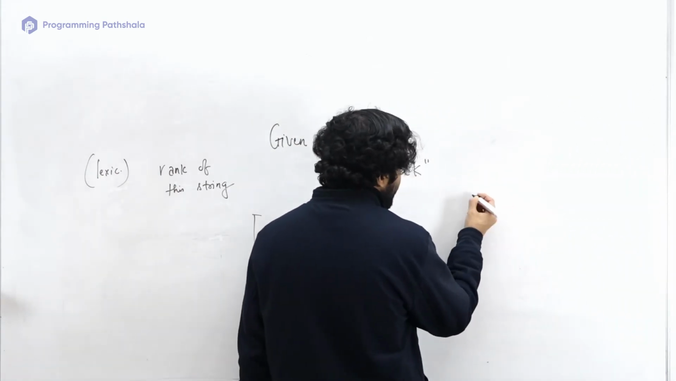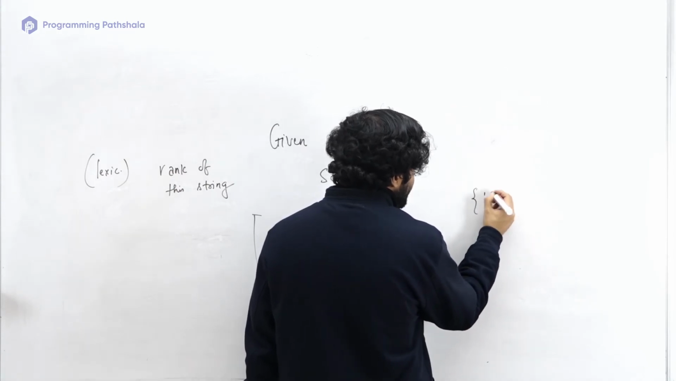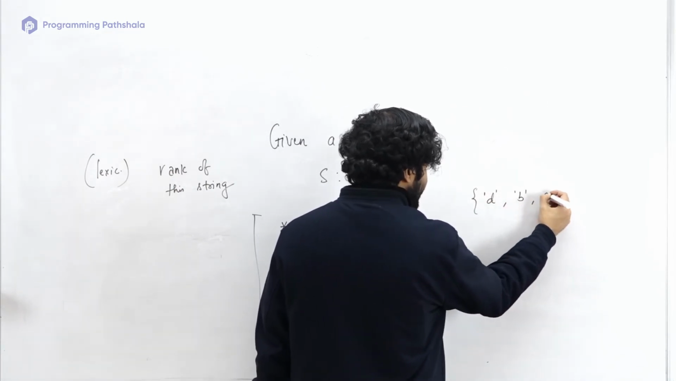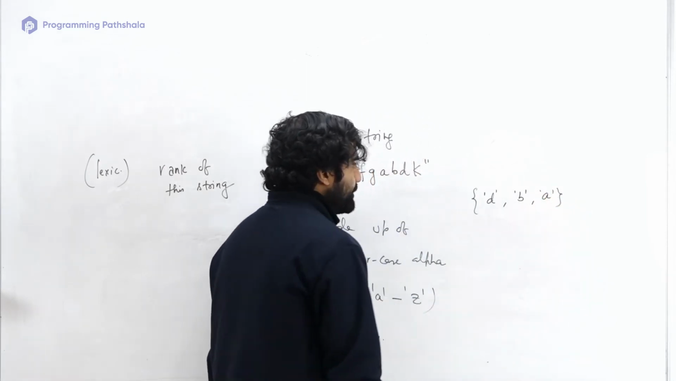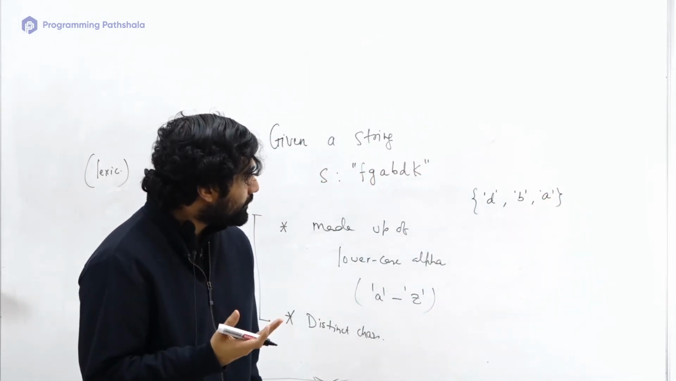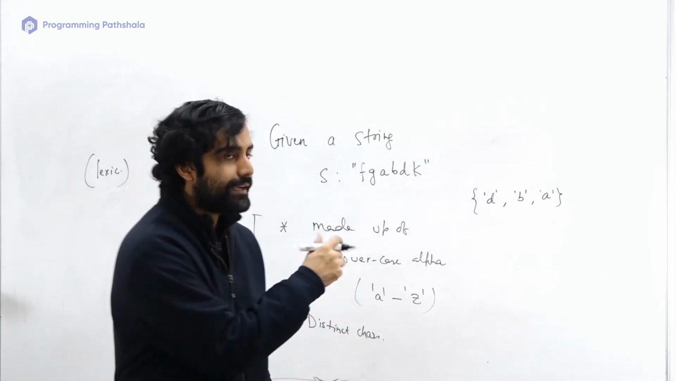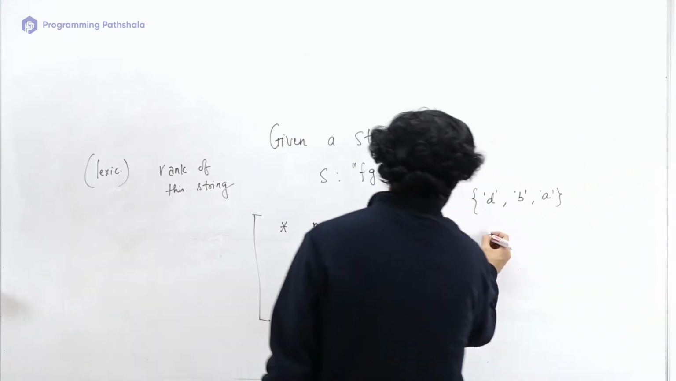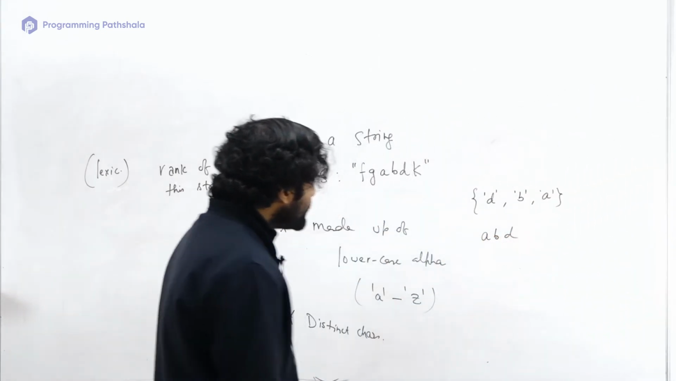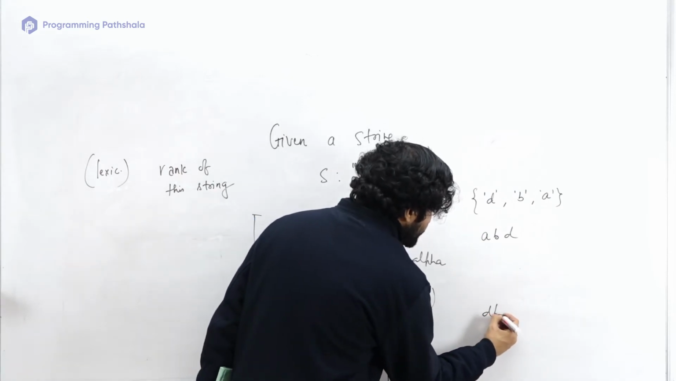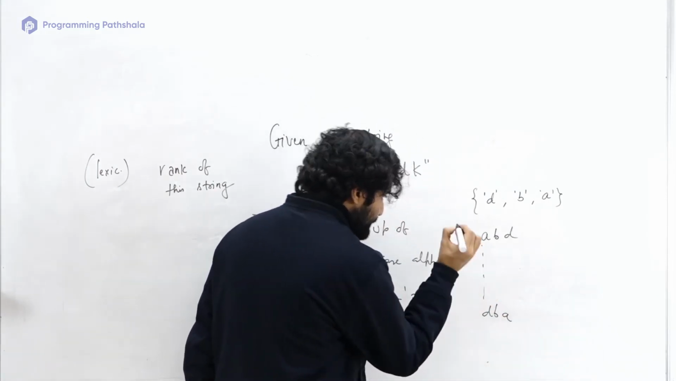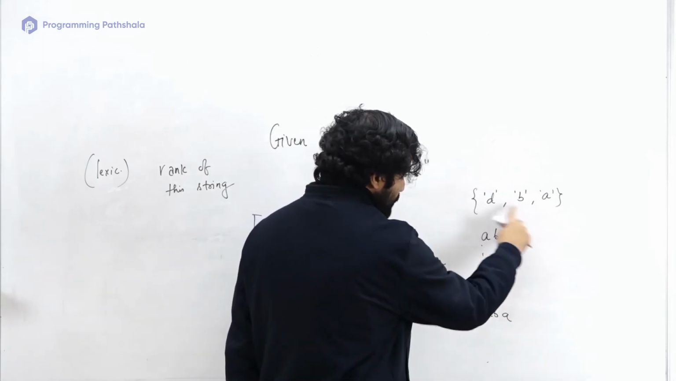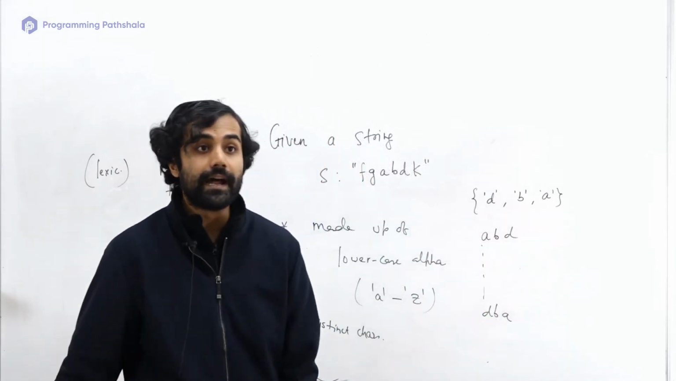So let me tell you one thing. If you have a set of characters, you have D, you have B, and you have A. What will be the lexicographically smallest string that you can make by using all these characters? Yeah, ABD, correct? ABD is the smallest one. And what will be the largest one? The largest one will be DBA. There will be many others as well, but ABD is the smallest one and DBA is the largest one.